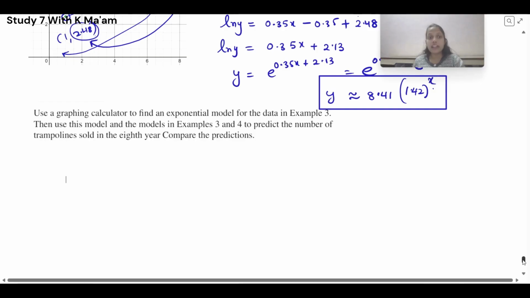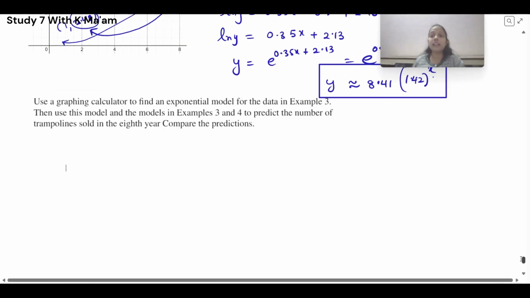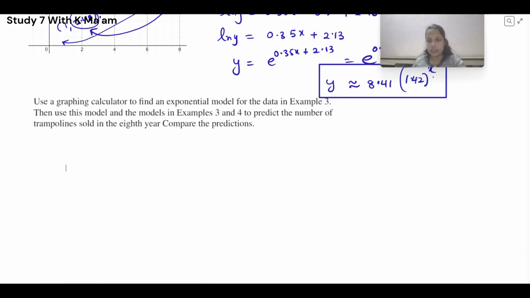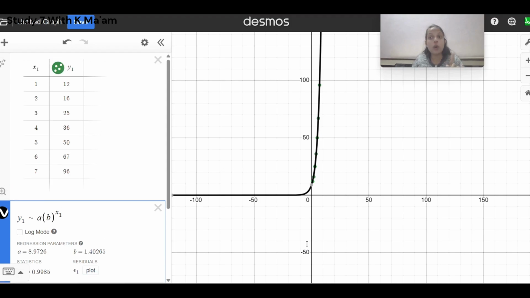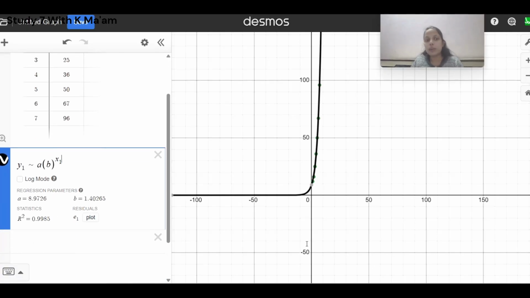Now I have to use a regression calculator to calculate another function using the regression model. So I am using Desmos again. Let's see how I write. I write the x values here, y values here. It's not the log y values, it's the y values now. And here I write a function: y is approximately a times b power x. The exponential function we are looking for. So what did I get? Using these values, I got a value is 8.97 and b value is 1.40. You get this by the exponential regression calculator.